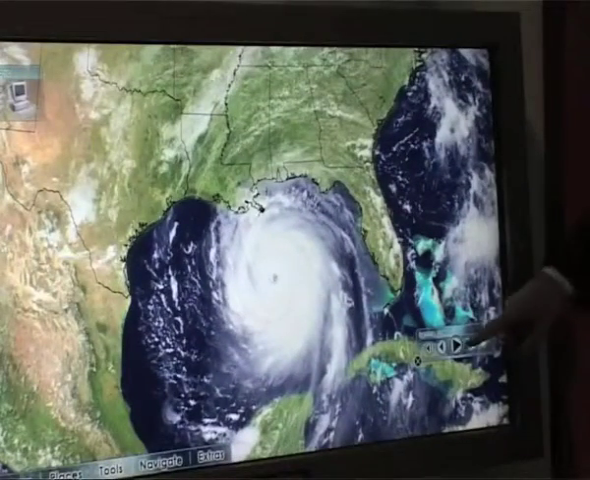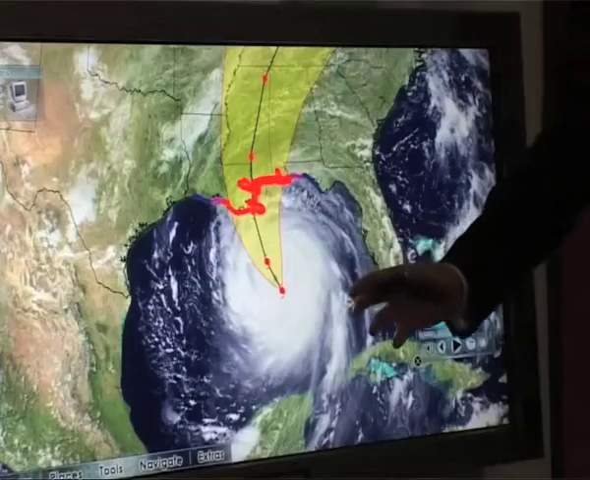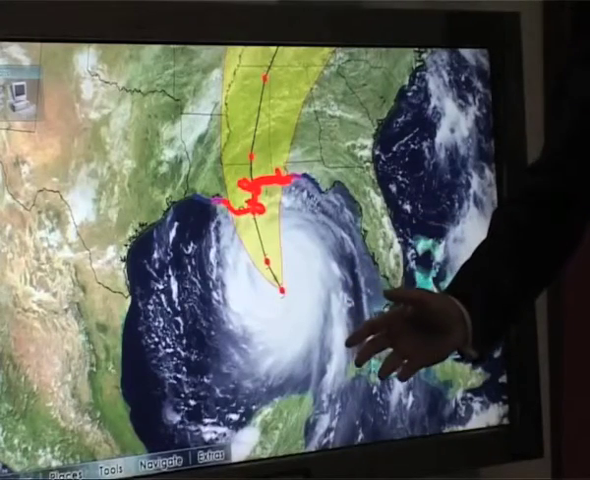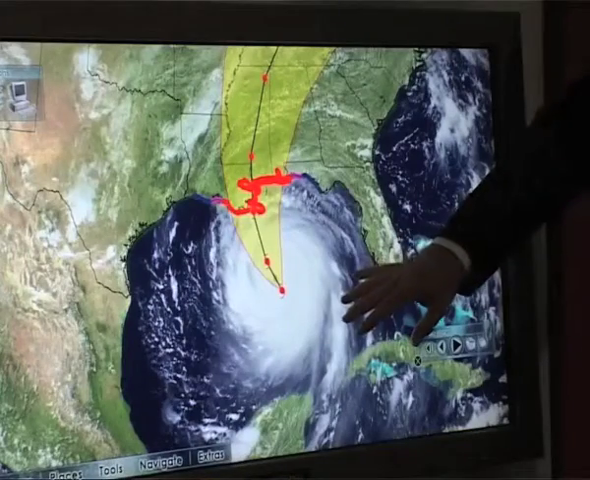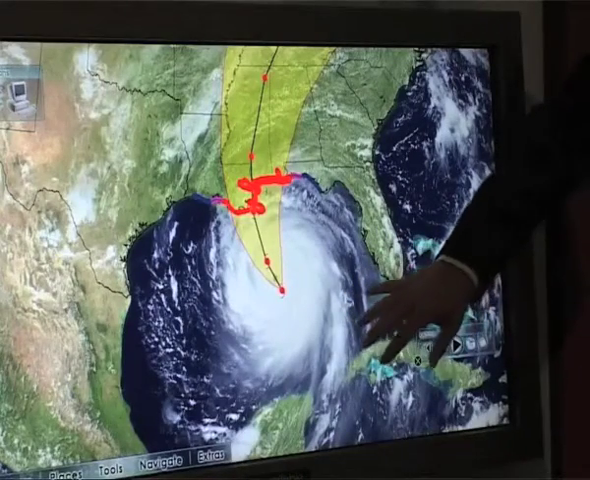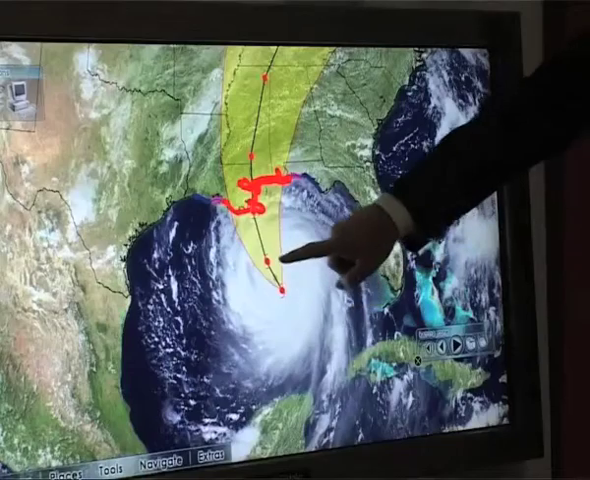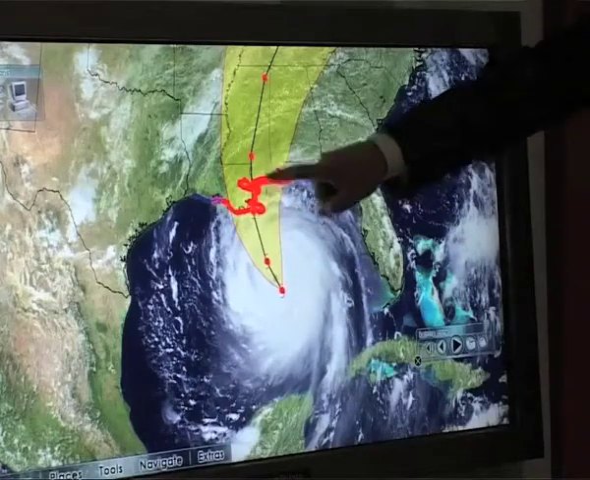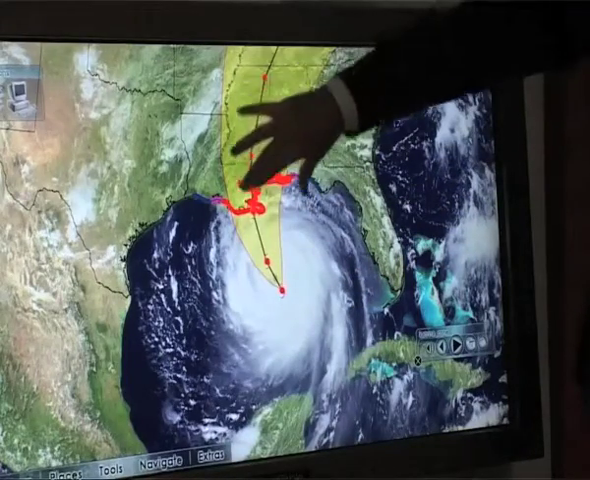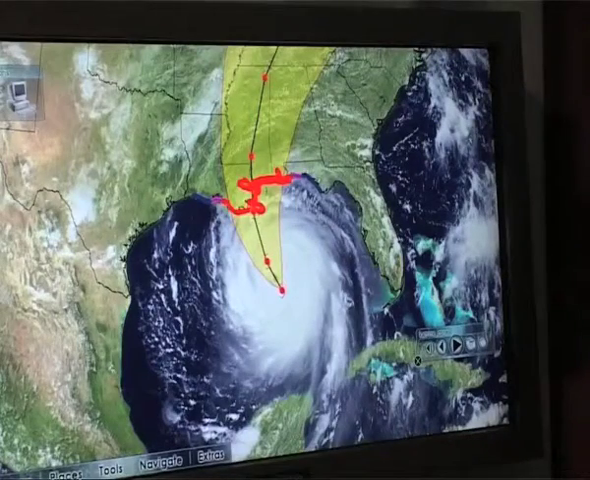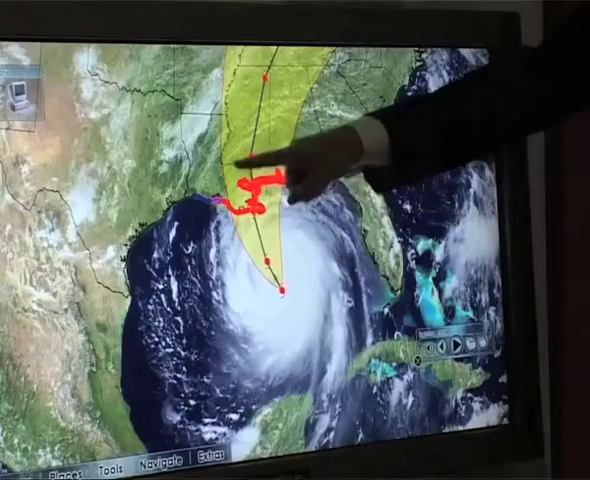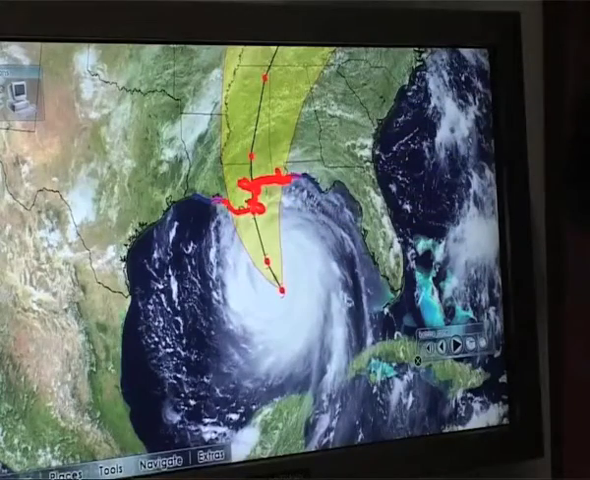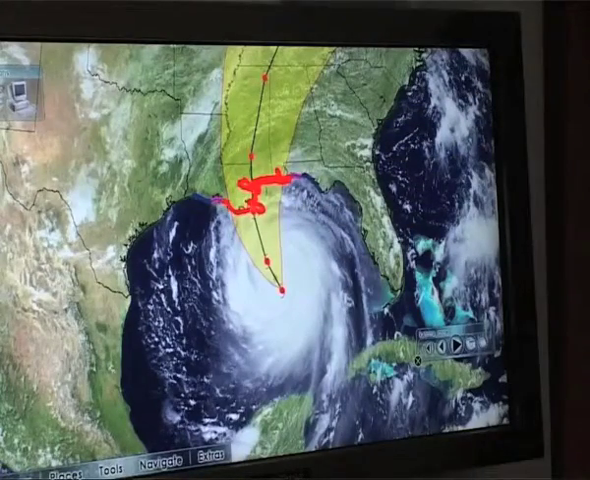And so what we're able to do is take forecast information from the National Hurricane Center and overlay that onto the satellite imagery so we can see where the storm is predicted to move. So it's predicted to move right here into southern Louisiana, and this is the cone of uncertainty. That's telling us that the hurricane is expected to move in this area somewhere, but we're not sure exactly where.